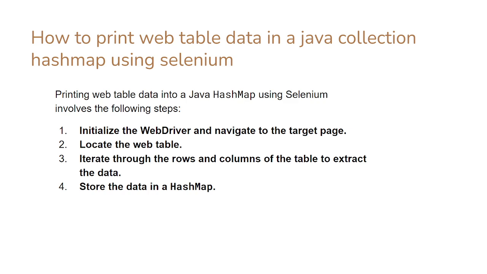To make sure that it works, you can initialize the WebDriver and navigate to the target page, locate the web table, iterate through the rows and columns of the table to extract the data, and store the data in a HashMap. Some of the assumptions: the example assumes that the table's first row contains headers, obviously, and the subsequent rows contain data.